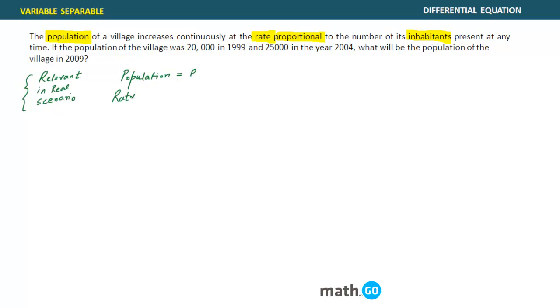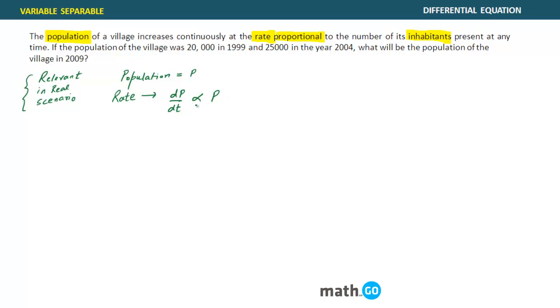Then what do you mean by rate? We did it in rate measure. So what is the rate of change of population? I would say dP by dt. Let's say population is changing with respect to time with the ratio dP by dt. Now this is given to be proportional to population itself. That is what you meant by the first line. The population of a village increases continuously at a rate proportional. So this is the rate we are talking about.